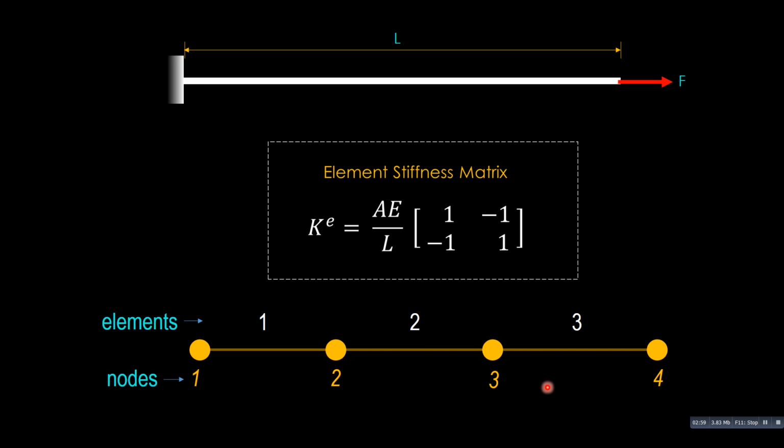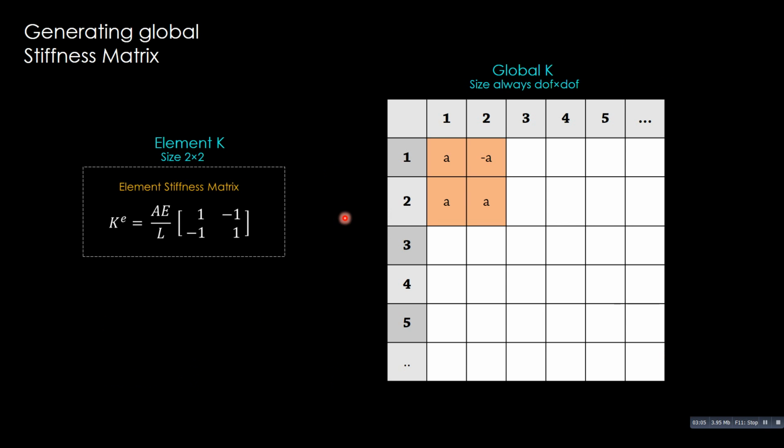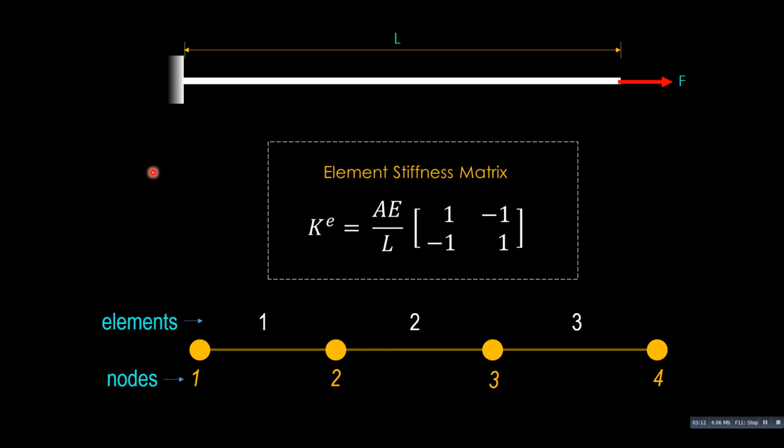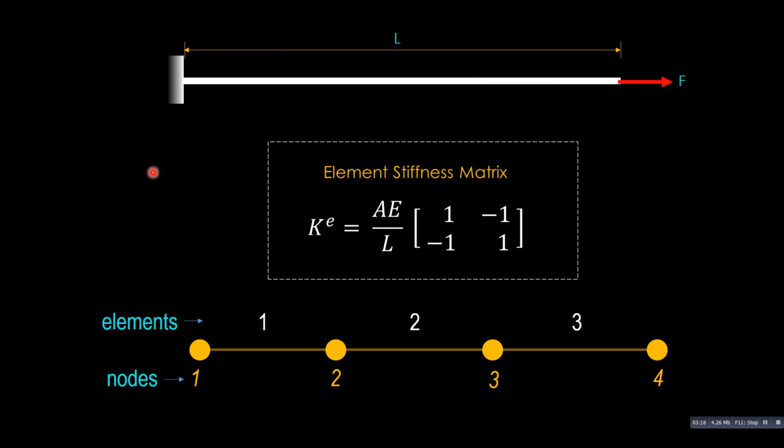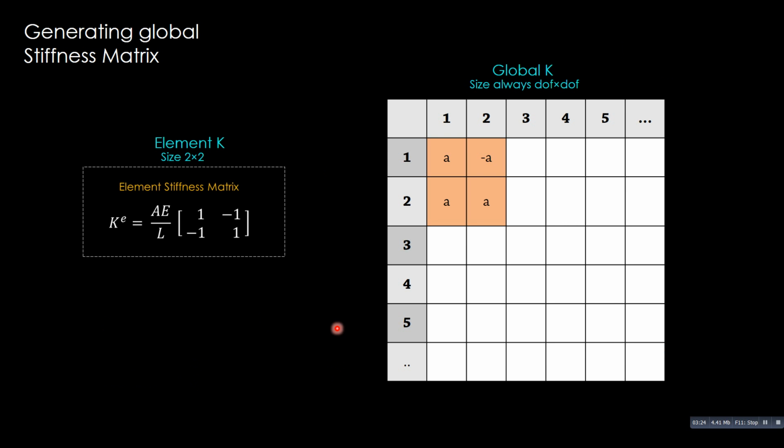So let us see what a global stiffness matrix is. You know what an element stiffness matrix is. Now let us move to the global stiffness matrix. A global stiffness matrix represents the whole geometry. The element stiffness matrix represented a single element, but the global stiffness matrix is defined for the whole domain.